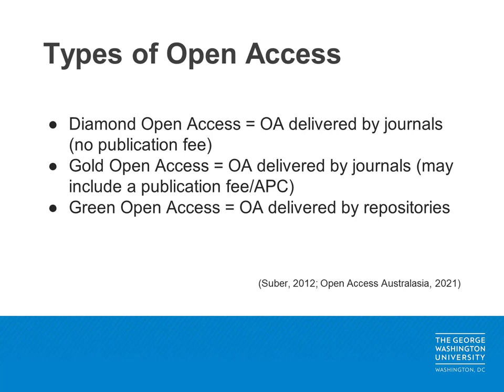First, there is Diamond Open Access, which is open access provided by journals without an associated publication fee. While this model offers clear benefits to both authors and readers, it is the most challenging model from a funding perspective. Next, there is Gold Open Access, where free readership is subsidized by a publication fee known as an Article Processing Charge, or APC. Lastly, there is Green Open Access, where free readership is enabled by archiving versions of a manuscript known as preprints or postprints in discipline or institution-specific repositories.